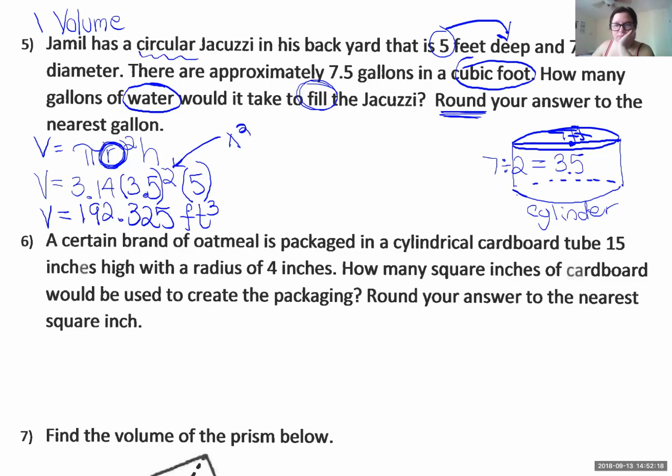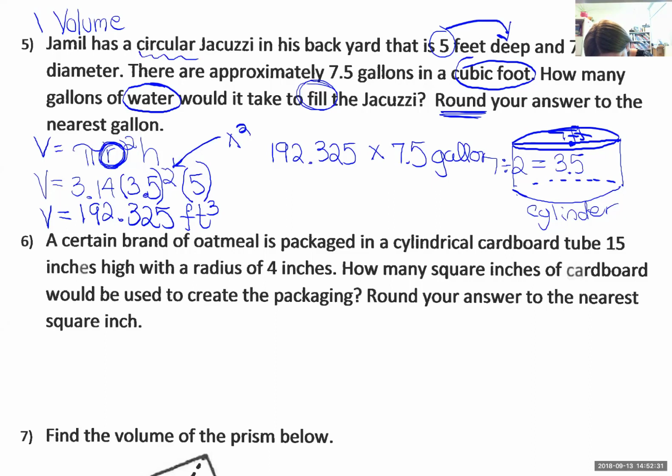Okay, so I'm going to have to take this number that I just got. Notice I haven't rounded it yet. I never round till the end. And I'm going to multiply it by 7.5, for each one of those cubic feet having 7.5 gallons. Is everybody cool with the reason why I chose to multiply? Yes. Okay, I'm going to multiply by 7.5, and it's going to take me a lot of gallons to fill this tank. New number I got is 1,442.4375. It is in gallons, but now that it's the final answer, now I'll round.